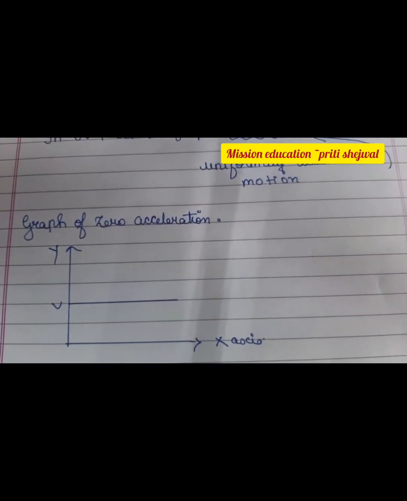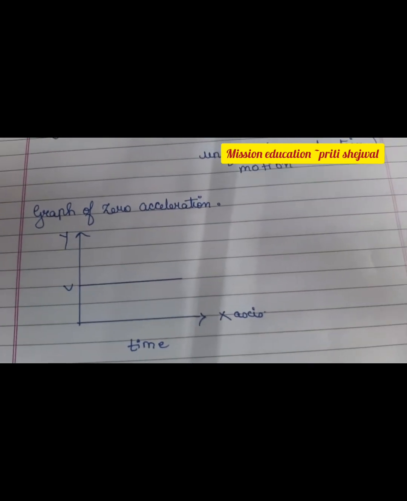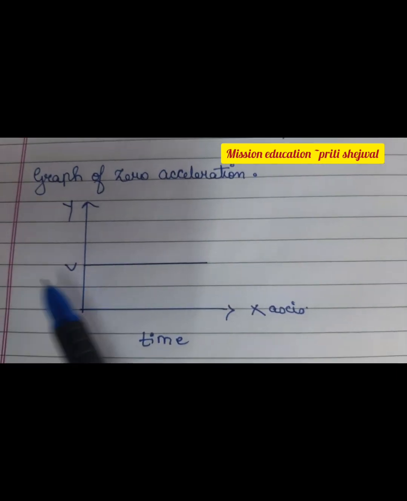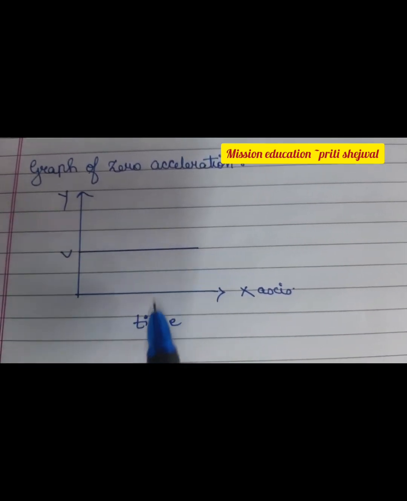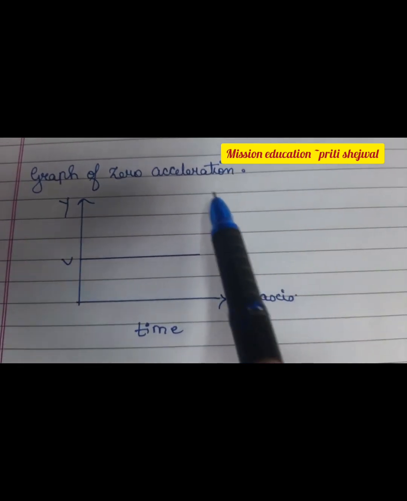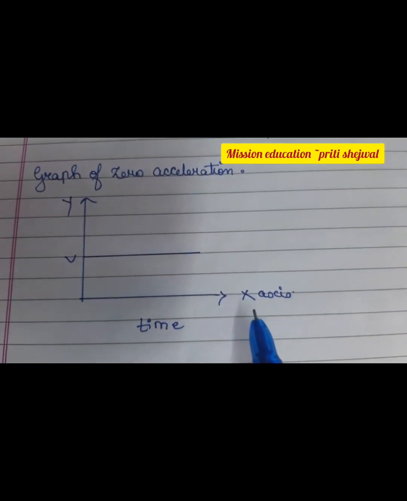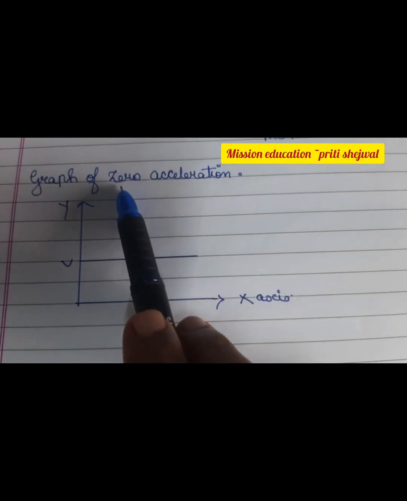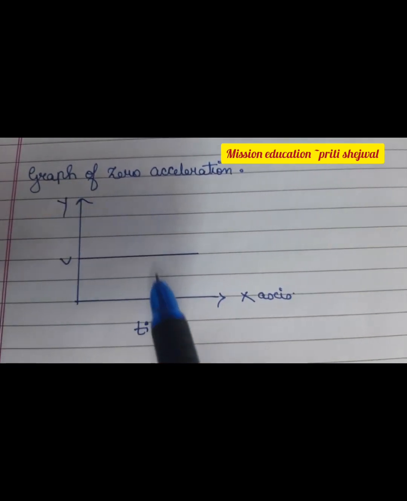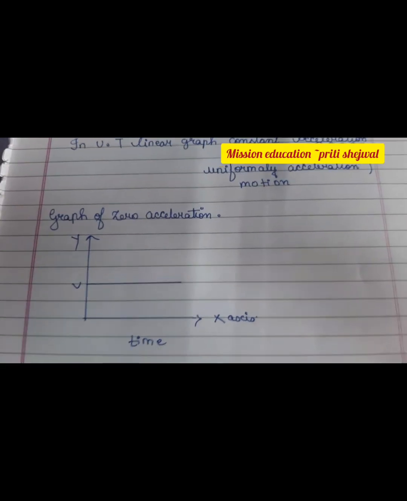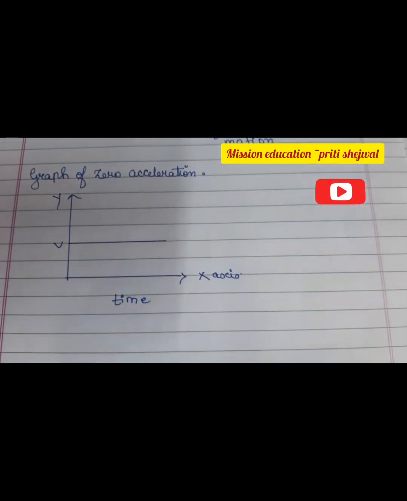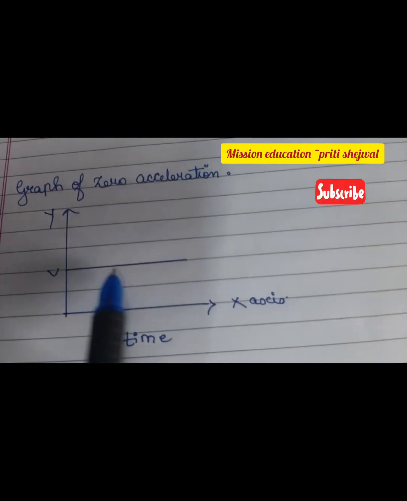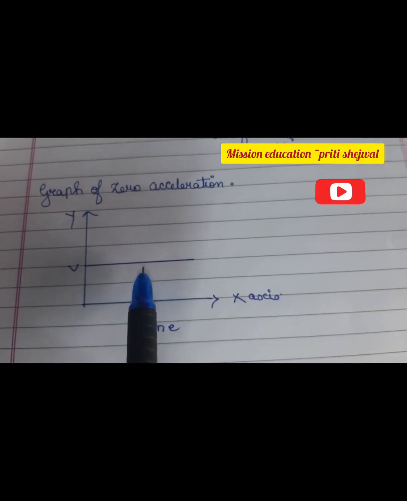So for the graph of zero acceleration, here is one graph plotted. Here velocity is given and here time is given. Okay. So the velocity line is parallel to the time axis. So what will be the acceleration? How much is the acceleration? The answer is 0. Why? What do you understand by this graph? Here, time is increasing, but the velocity is not increasing. The velocity is constant over here. So that's why the line is parallel.